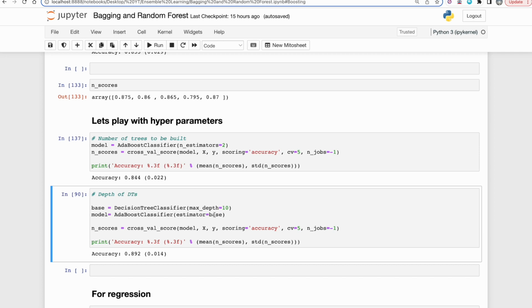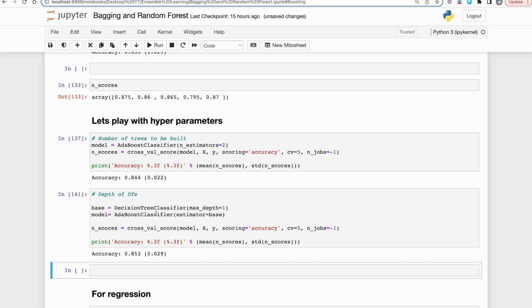But here I am providing the base estimator. Okay, base estimator as decision tree, and I am specifying the maximum depth should be 10. Let me run that. Accuracy has increased to 90.4%. And if, let's say, I build my decision tree classifier with depth 4, it has reduced to 89%. If I'm building it with depth 2, 86%. If I'm building it as 1, 85%. So you see the impact of the decision tree classifier depth on the overall performance, right?